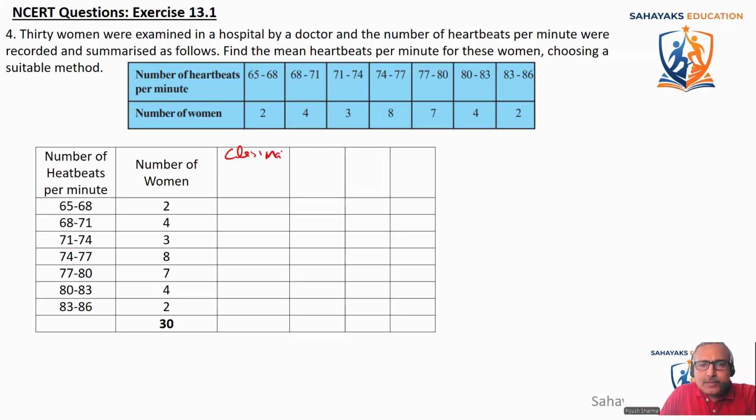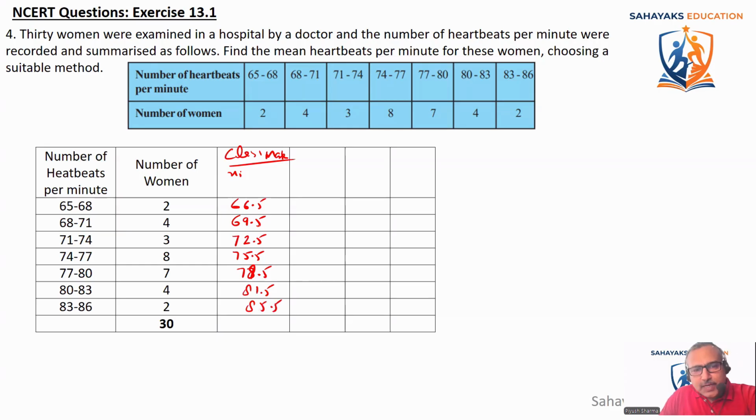Class mark, that is called xi. Now the class mark is 65 plus 68 divided by 2. It comes out to be 66.5. Then 68 plus 71 by 2 comes out to be 69.5. Here it will be 72.5. Here it will be 75.5. It will be 78.5. Then it will be 81.5 and then 85.5. This is the class mark.